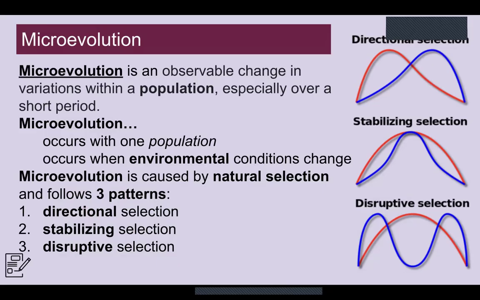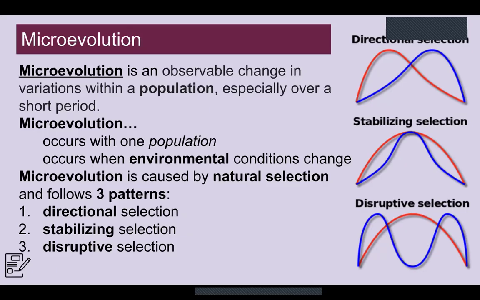Today, the main goal of our lesson is to talk about microevolution. Microevolution is an observable change in variations within a population, especially over a short period. So micro means tiny. Evolution is a change over time. So we're looking at tiny changes in populations over time. Remember, a population is the smallest unit that can evolve. We're looking at tiny changes over a short amount of time in the smallest unit that can evolve, which is a population. So microevolution occurs within one population, and it occurs when the environmental conditions change.